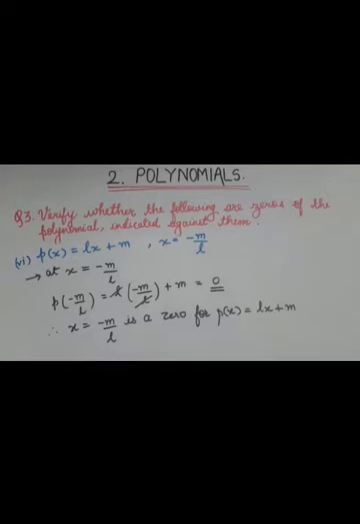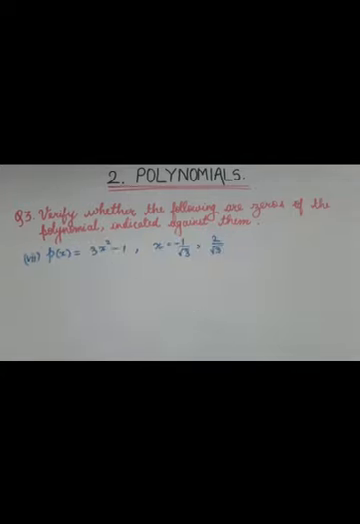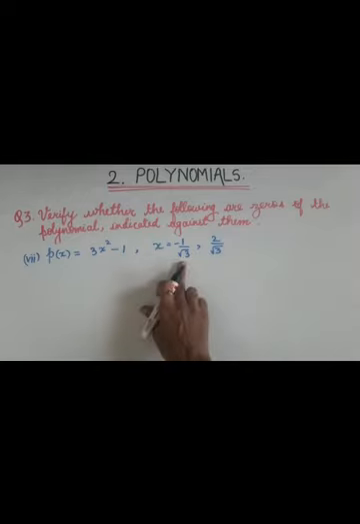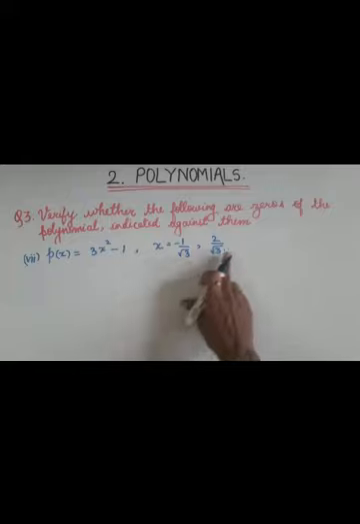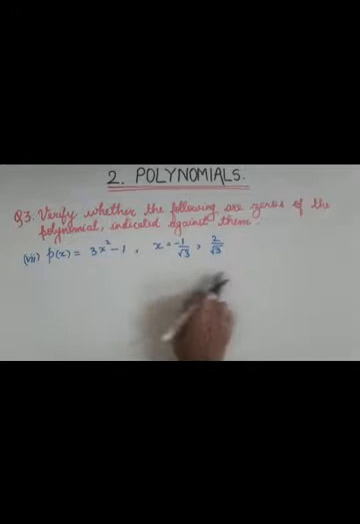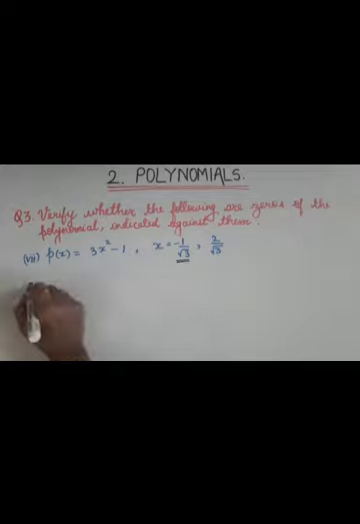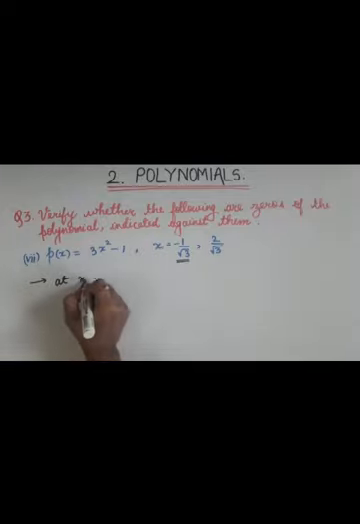Okay. Now let us see the next question. So the question is P of x equal to 3x square minus 1, and we need to check whether x is equal to minus 1 by root 3 and 2 upon root 3 are zeros of this polynomial or not. So check one by one. So let us first check whether minus 1 by root 3 is 0 or not. How you are going to do it? At x is equal to minus 1 upon root 3, what will be your value of polynomial?